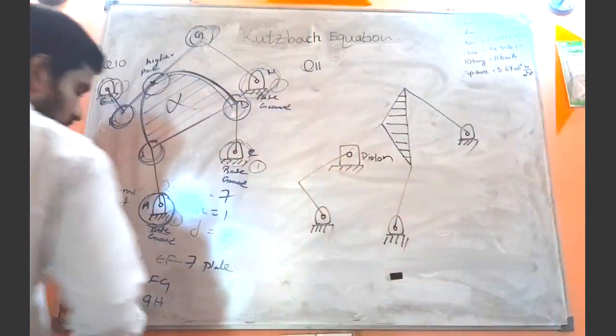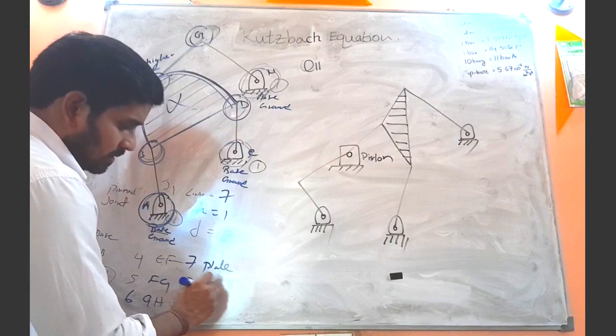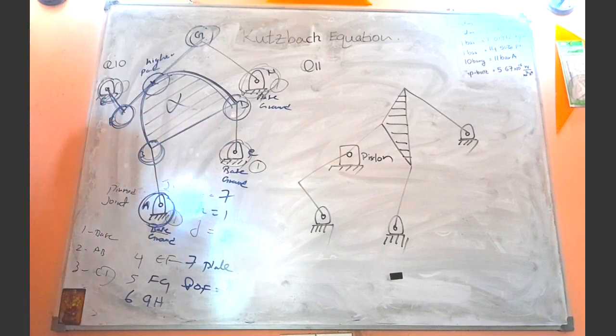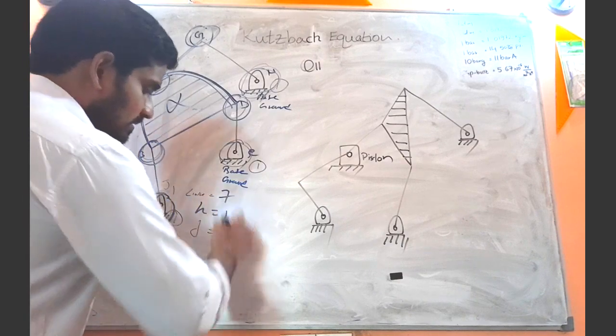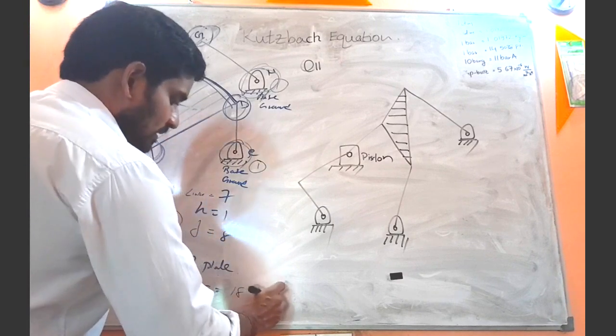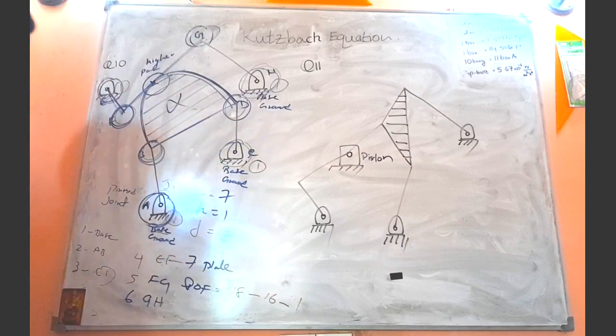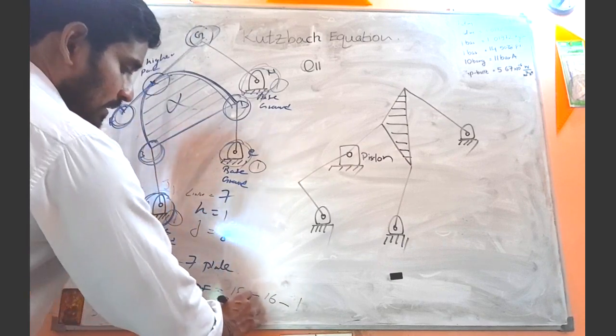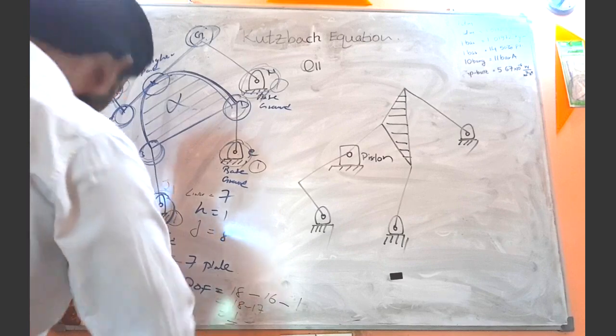So now let's calculate what is the degree of freedom there. So 3 times number of links minus 1, 3 times 6 is 18, minus twice the number of joints, twice 8 is 16, minus higher pair. So 18 minus 17, answer is 1, right?